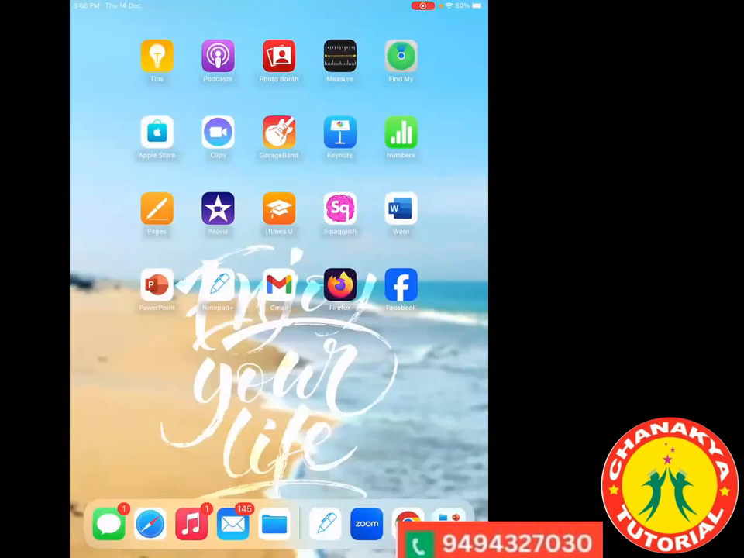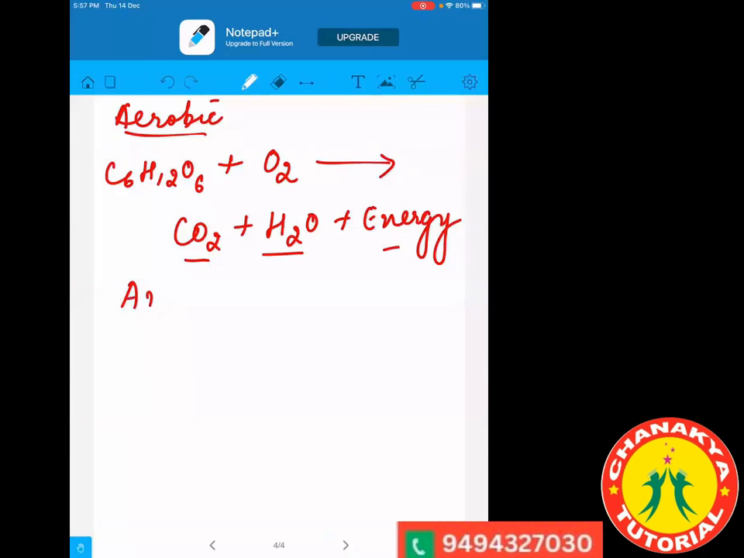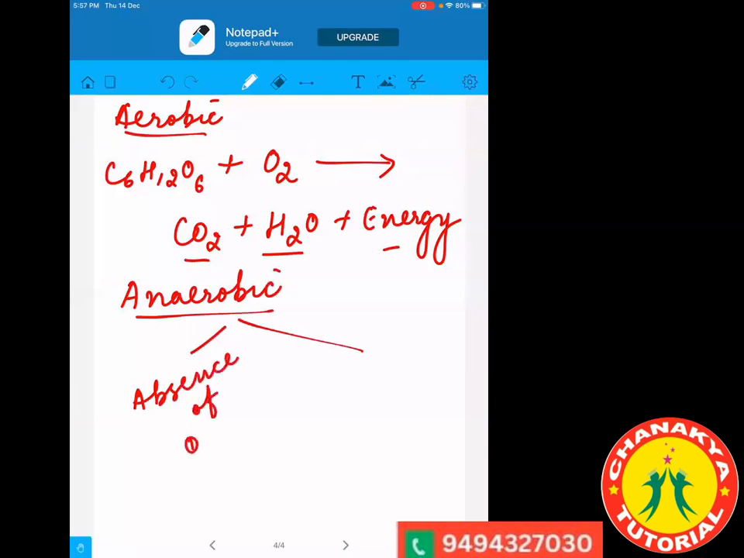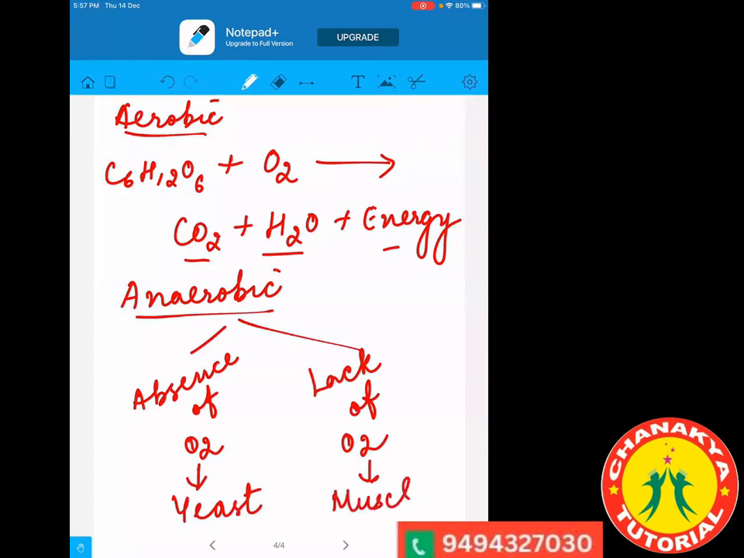acid and CO2. So anaerobic respiration happens in two ways: either when there is a complete absence of oxygen, or when there is a lack of oxygen. Either the oxygen is not available at all, or it is available in a lesser amount. In the absence of oxygen, it happens in the yeast cell, and in the lack of oxygen, it happens in our muscle cell.